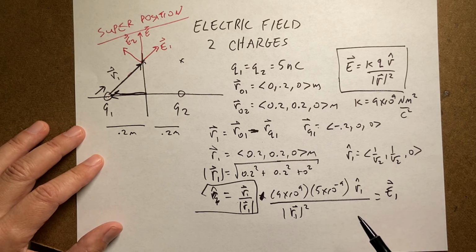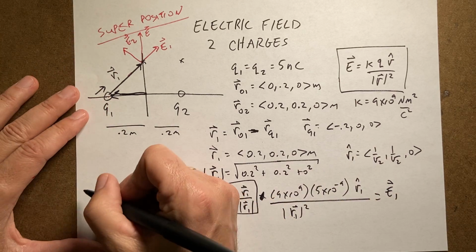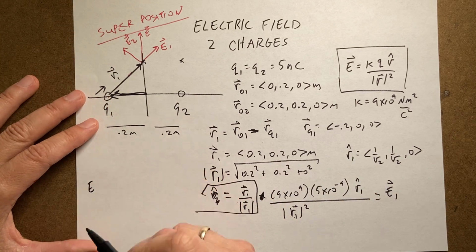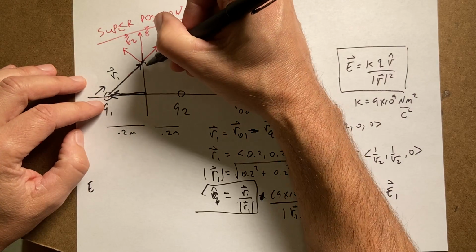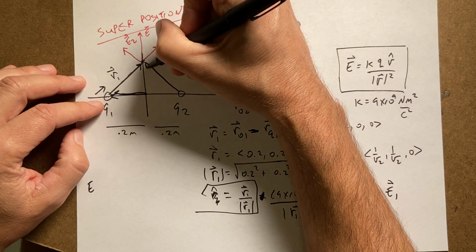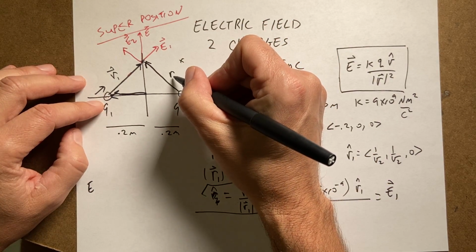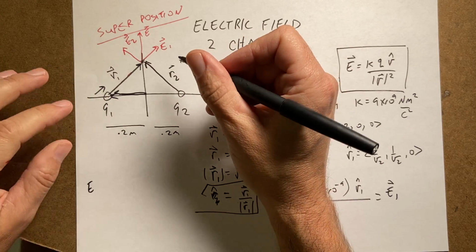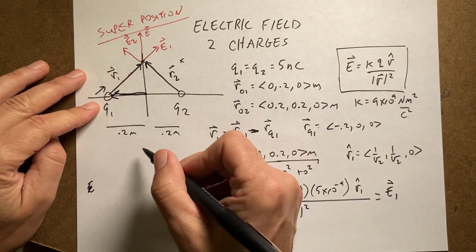Now I do the exact same thing for E2. Okay, for E2, what's different? E2 is this vector. I need this, R2. Let me go ahead and write that.